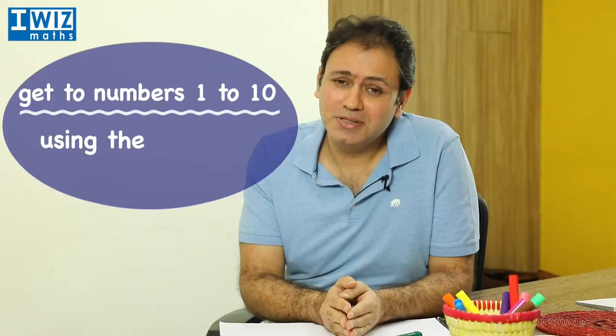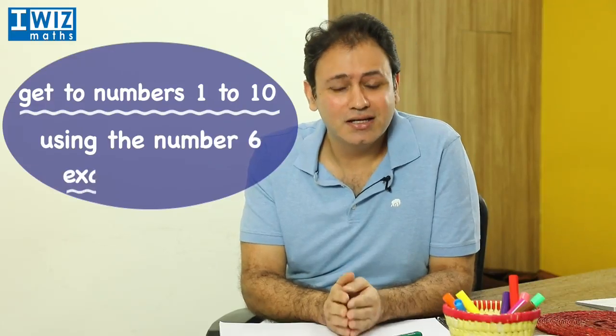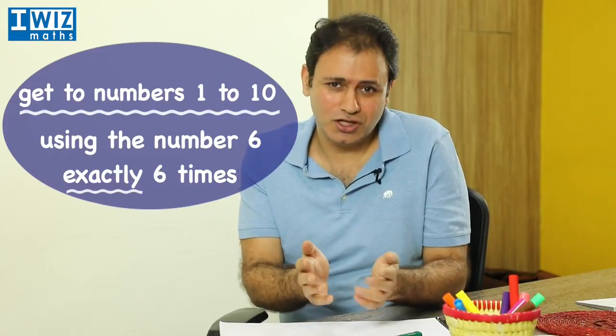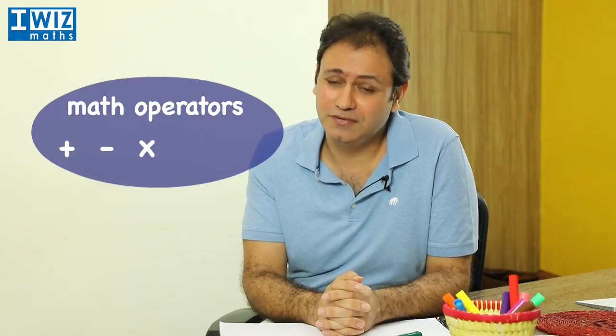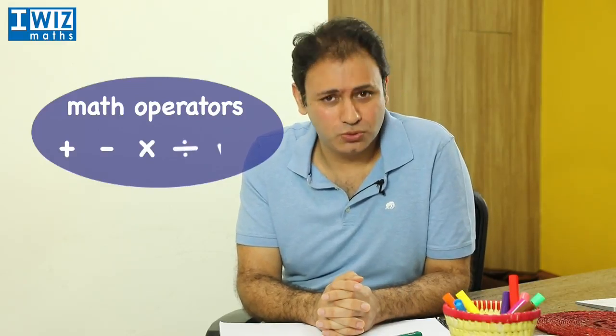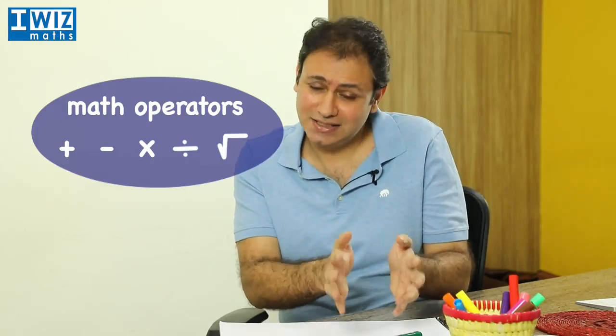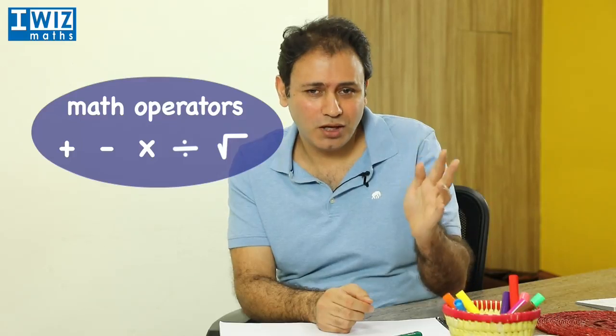You're meant to get to numbers 1 to 10 using the number 6 precisely 6 times. You can't use it any less, you can't use it any more. And of course you will need some math operations, otherwise you can't get to those numbers. The math operations that we will give you for this particular puzzle would be plus, minus, multiplication, division and square root.